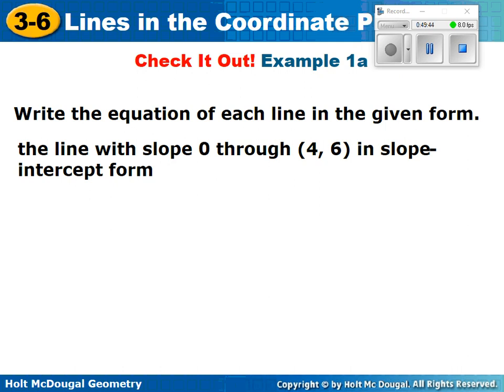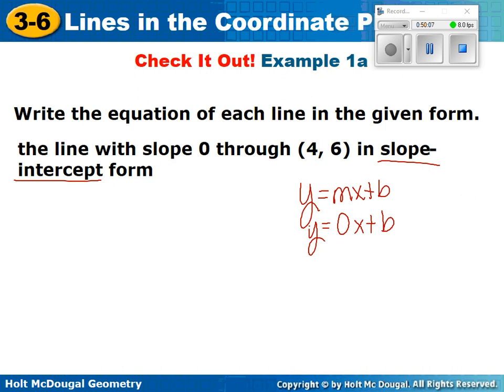Okay, I want you to check your work up here with me. First of all, slope-intercept form means you should have started with... Okay, you got to know the difference between the two. If you start with the wrong formula, you're not going to get credit. Slope goes where? So now I have 0x plus b equals y. What do I do to find b? 4 goes in for x, 6 goes in for y.